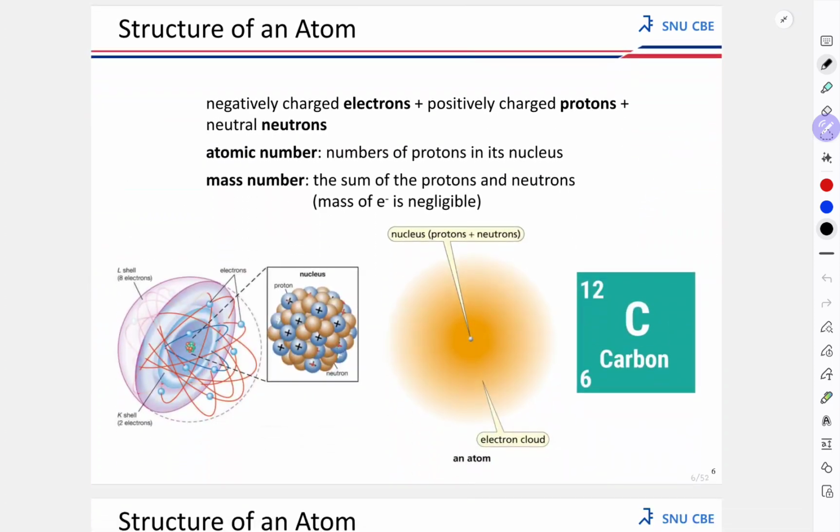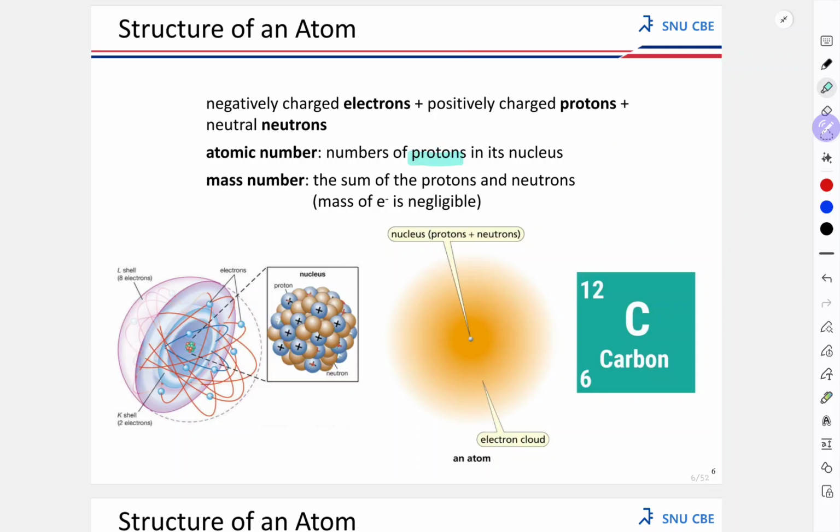Right, structure of an atom. This is how an atom looks like. You have nucleus and electrons and neutrons. Right? So negatively charged electrons. And you also have the positively charged protons. On top of that, you may have the neutral neutrons. Right? And what is the atomic number? The number indicates the number of protons in its nucleus.